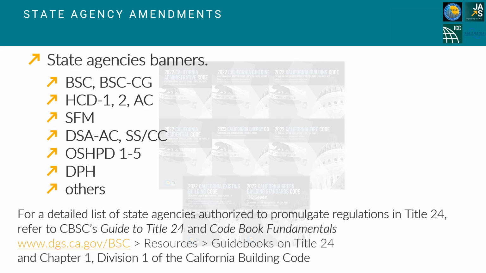Another example is the SFM banner. The state housing law within the Health and Safety Code assigns the responsibility for developing fire and panic safety building standards to the Office of the State Fire Marshal. For more information, see Health and Safety Code section 17921(b). Such adoptions are shown by the acronym SFM, sometimes shown in the code text and in the matrix adoption tables. You can read more about the authority, reference, and application of the banners in Chapter 1, Division 1 of the California Building Code.